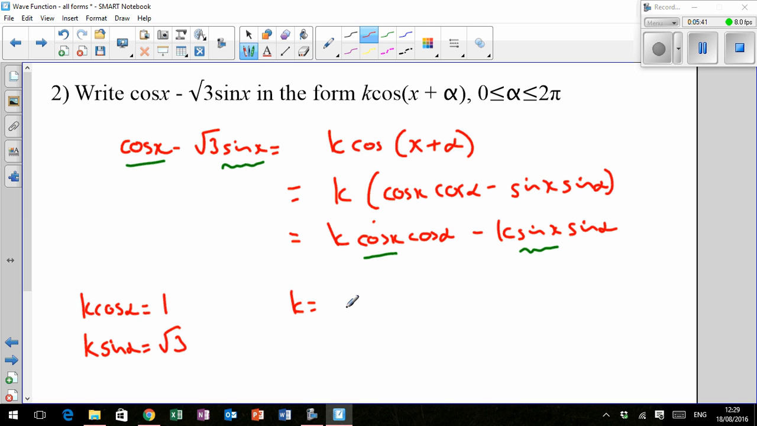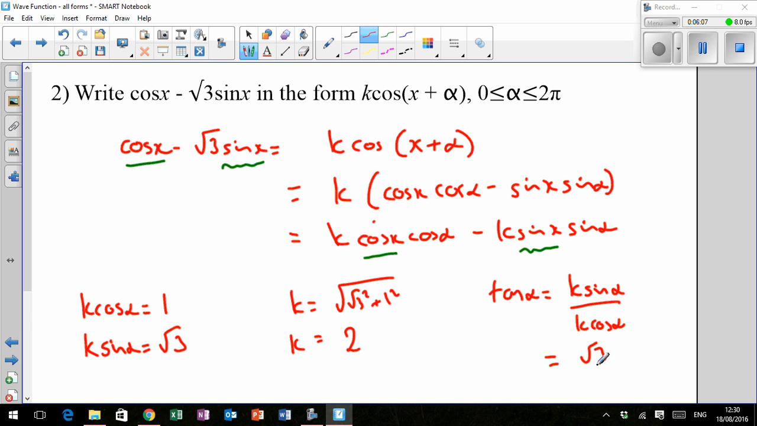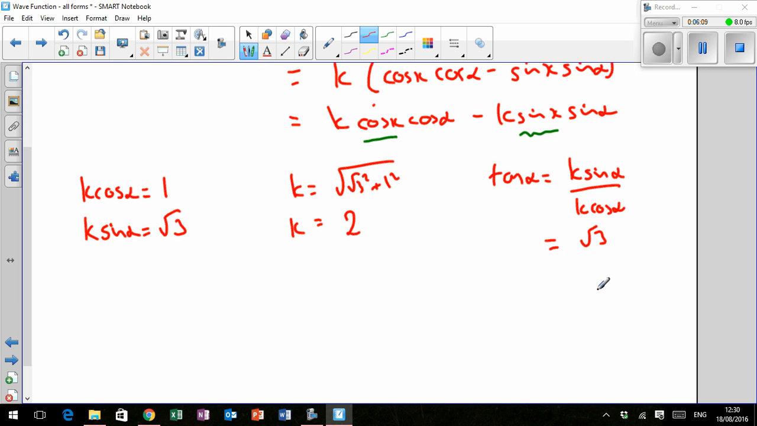Okay, k again is just the square root of root 3 squared plus 1 squared, which is 4. So the square root of 4 is 2. Sorry, mistake. Okay, so that's just 2. And then tan alpha is going to be k sin alpha over k cos alpha. Just make sure you get it the right way around. So k sin alpha is root 3, k cos alpha is just 1, so it's root 3 over 1.